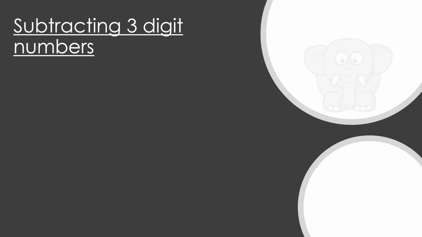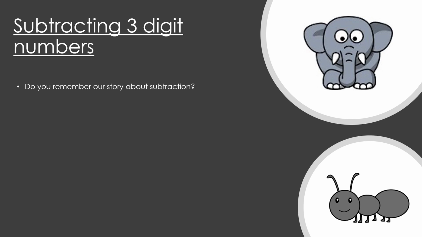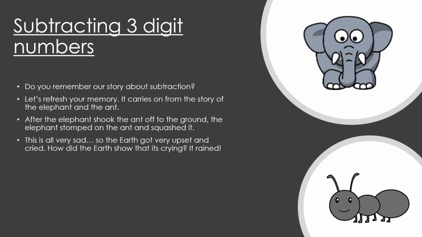Let's take a look at subtracting three-digit numbers. Do you remember the story about subtraction? Let's refresh your memory. It carries on from the story of the elephant and the ant. After the elephant shook the ant off to the ground, the elephant stomped on the ant and squashed it. This is all very sad, so the earth got very upset and cried.